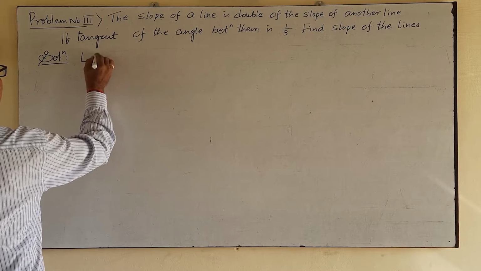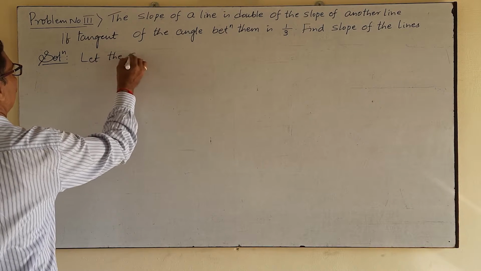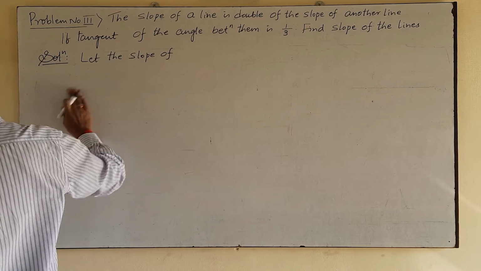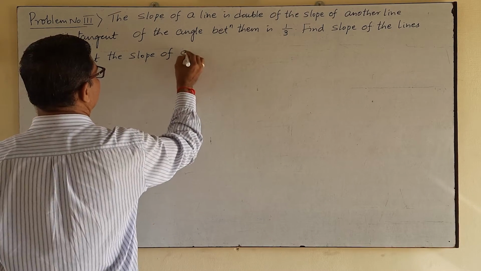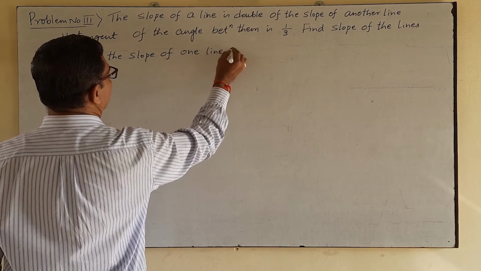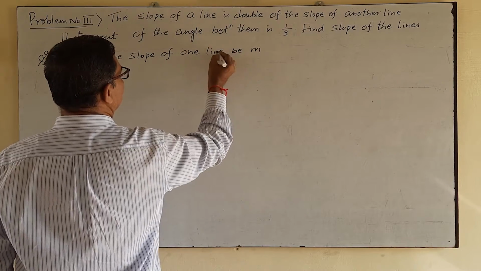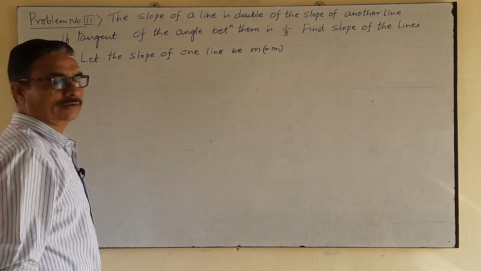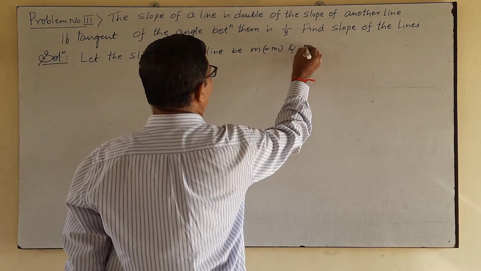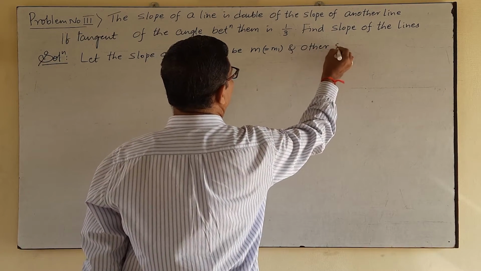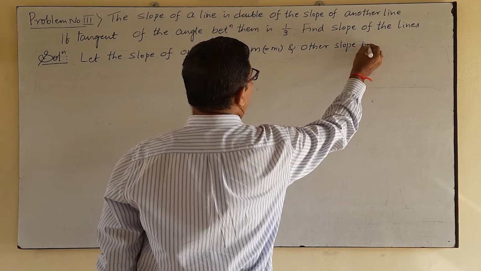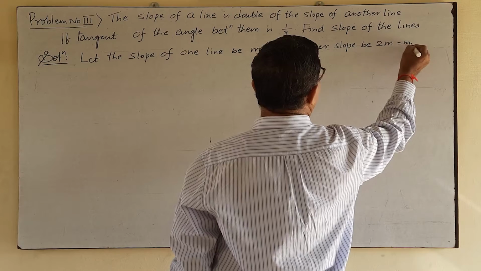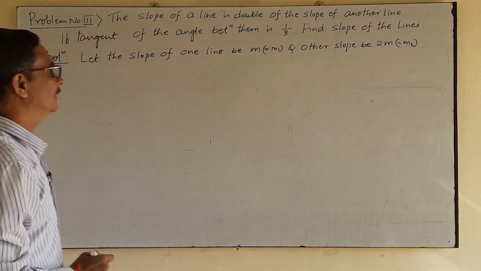Now here let the slope of one line be m. Call it as say m1. And the other slope, double, means 2m. Call it as m2. Right?